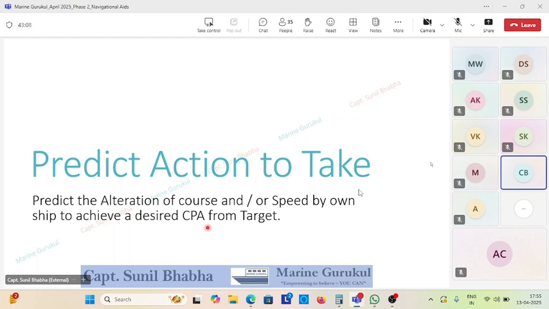And what are all the possibilities available to the navigator? The possibilities could be, to give you an example, alteration of course to starboard. Another possibility could be alteration of course to port. And the third possibility could be increase or decrease of the speed. So we have to find out what all possibilities are there. And later on, we have to evaluate as per the rules of the road, collision avoidance rules, which out of these possibilities is the most appropriate in compliance with ROR.